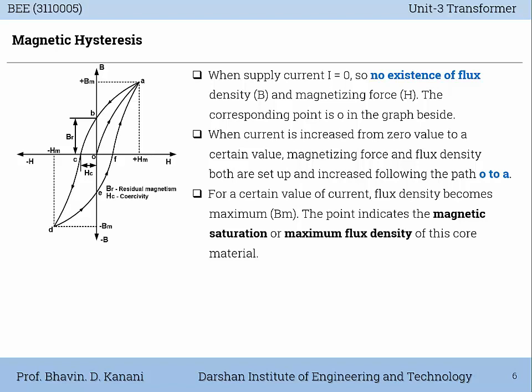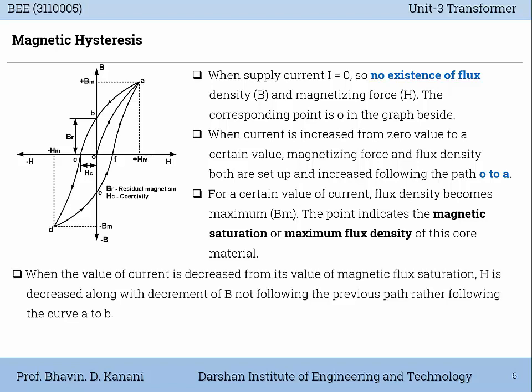For a certain value of current, flux density becomes maximum, that is the point Bm. The point indicates the magnetic saturation or maximum flux density of this core material. When the value of current is decreased from its value at magnetic flux saturation, magnetizing force H is decreased along with decrement of flux density B, not following the previous path, rather following the curve A to B.